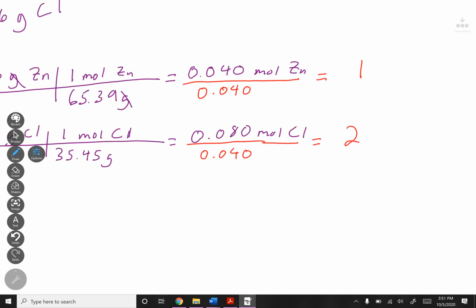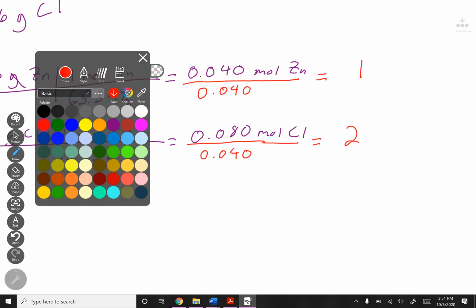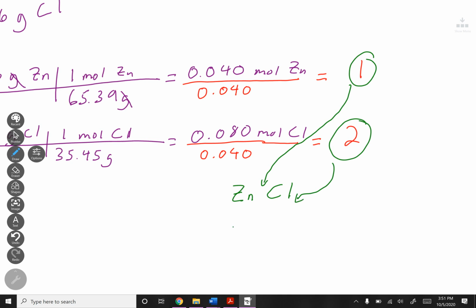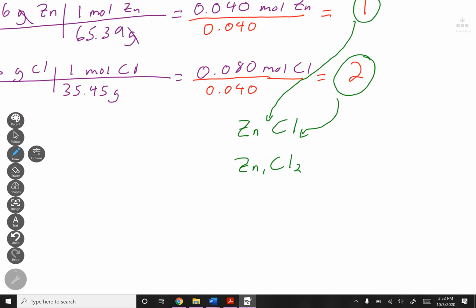So my empirical formula, if I bring this information down, is that I write my two elements: zinc and chlorine, leaving a little space. Now I'll drag these numbers down, so I end up with Zn1 and Cl2, and of course we don't need to write the 1s. So we'll write zinc... that's not it, is it?